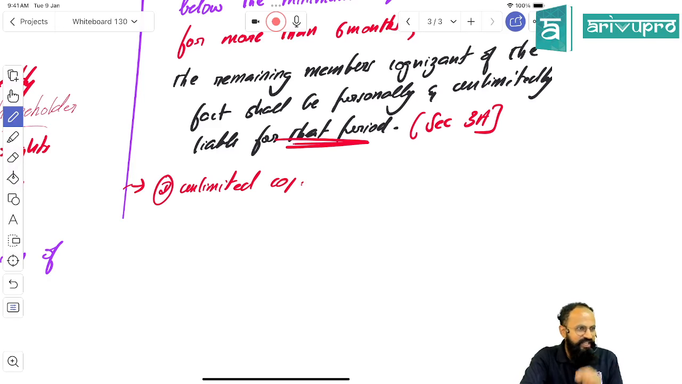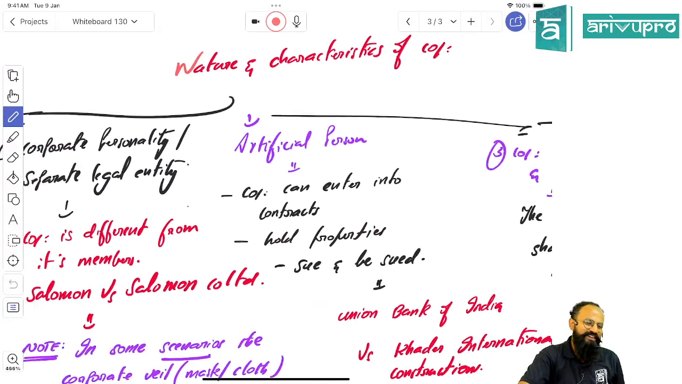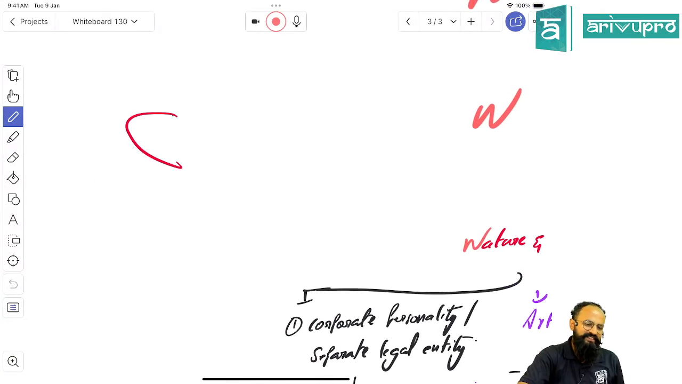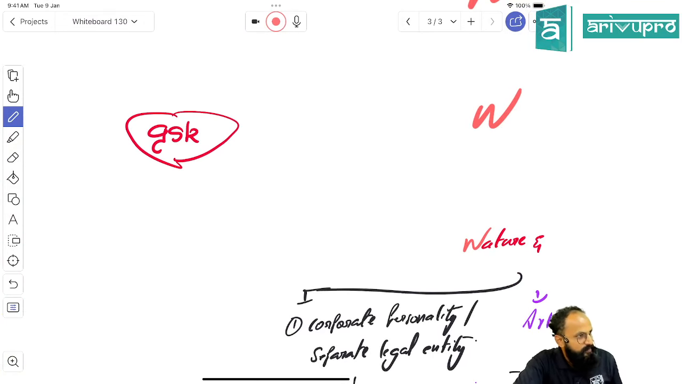Next time when you are drinking Boost or Horlicks, take the dabba and see on the top, there will be one triangle. It will be like this. And they would have mentioned something like this. GSK. Sensodyne also, yes. They have multiple products. Sensodyne is also GSK only, yes. So Horlicks is also GSK only.